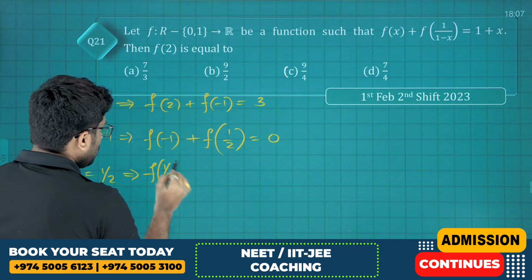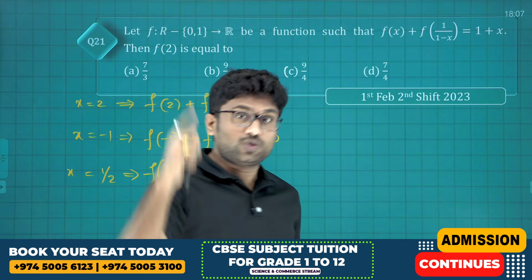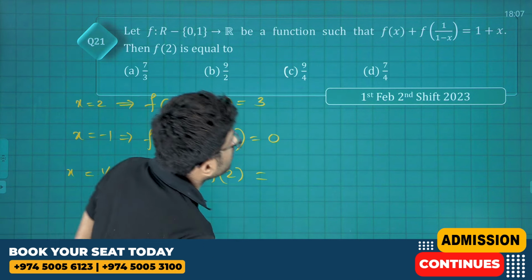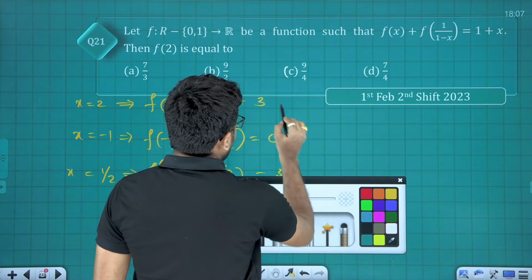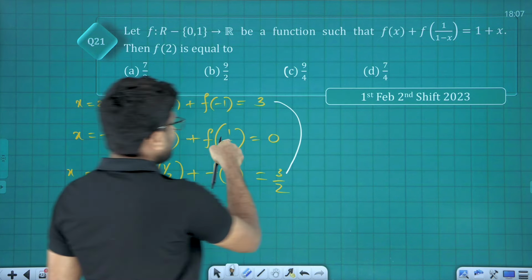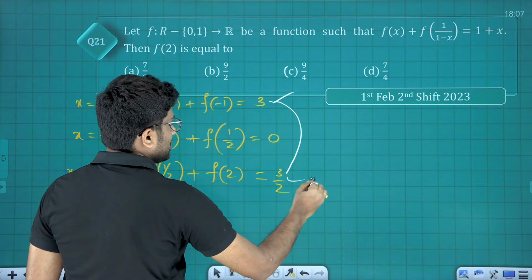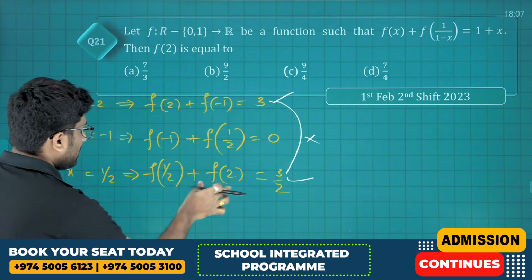f of 1 by 2 plus 1 minus 1 by 2 is 1 by 2. 1 by 1 by 2 is 2. See, we have got this. That is 1 plus 1 by 2, which is 3 by 2. Simple friends. Now add these two, then subtract this. Add first and last, then subtract the middle one. Clear? Let's see. Now add these two equations.